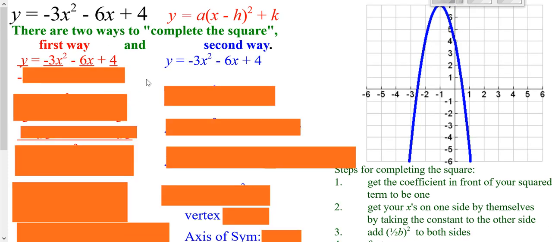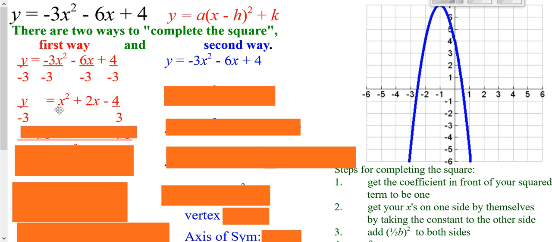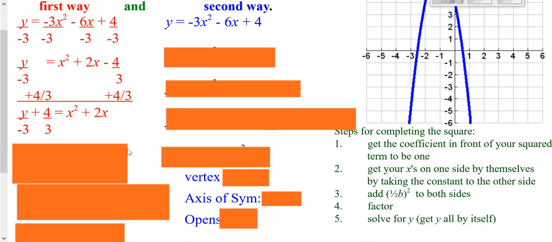So here, let's go ahead and practice this one. Now this one's a little bit harder because we have a number in front of our square term. So you could go ahead and divide both sides by that -3. Well, if we do that, we get this. Then you want to get the x's by themselves, so you'd have to add 4/3 to both sides. Well, if you do that, you get this.